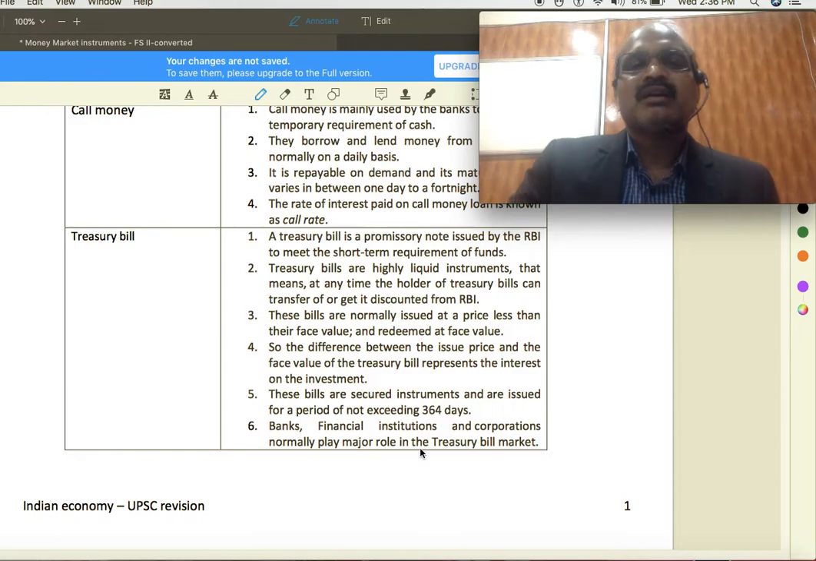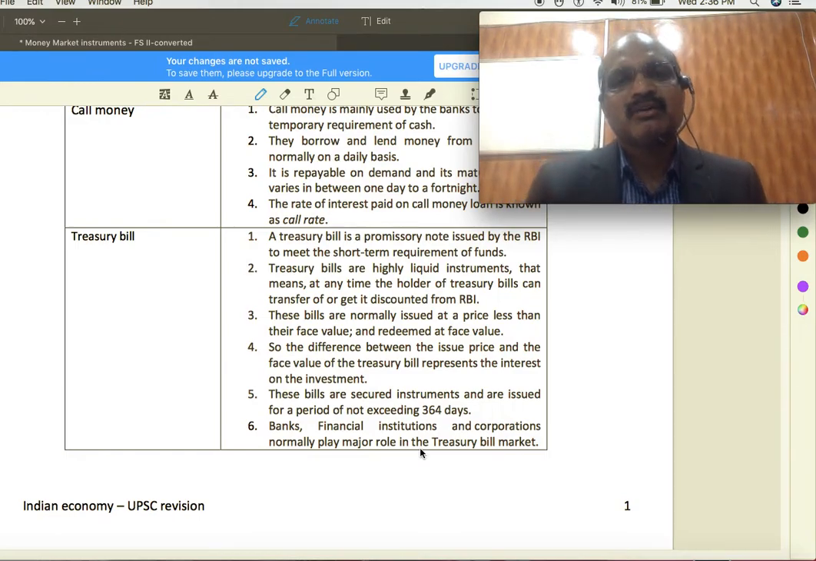Yes, these are highly guaranteed because they are issued by government. Interest rate normally will be very reasonable, better than the savings rate of interest. Okay. Clear? These bills are secured instruments and are issued for a period not exceeding 91, 182, 364 days. Clear? I mean, these are the days.